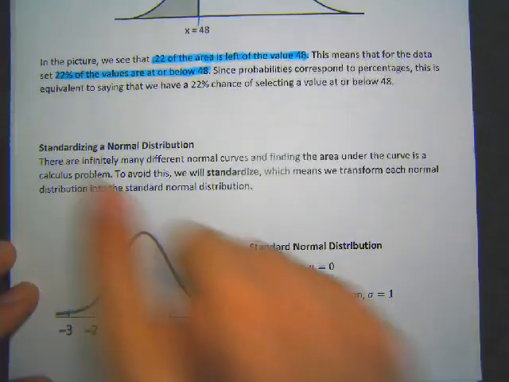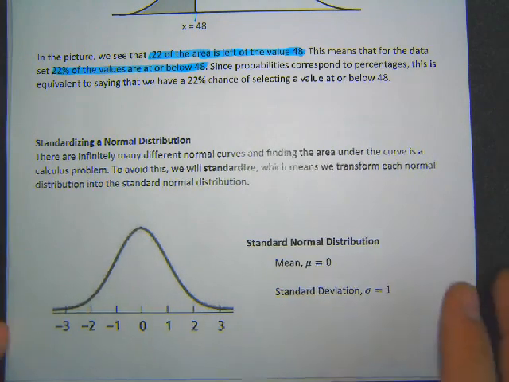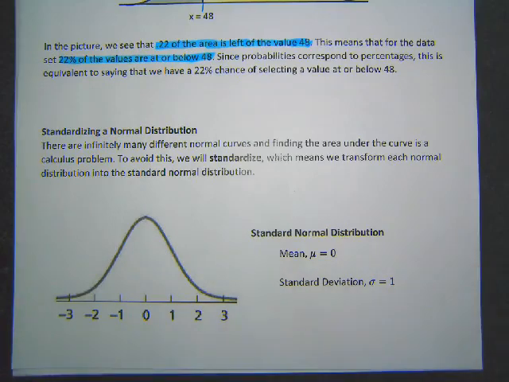Well, what we do is we take those and we standardize them. Make them all look like the same one. You can just use a little calculation, which I'll show you on the next page, and we can take every normal curve we have and turn it into one nice standard curve. This standard curve is a little simpler, and because we're all using the same curve, we'll have tables and stuff that will help us work with it. It'll avoid the calculus.